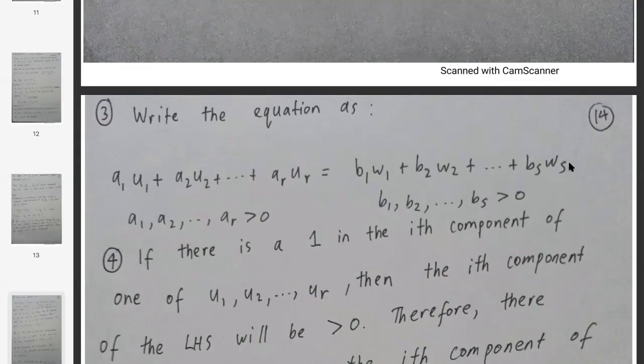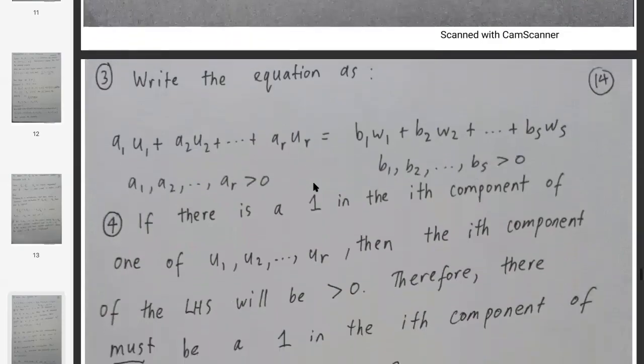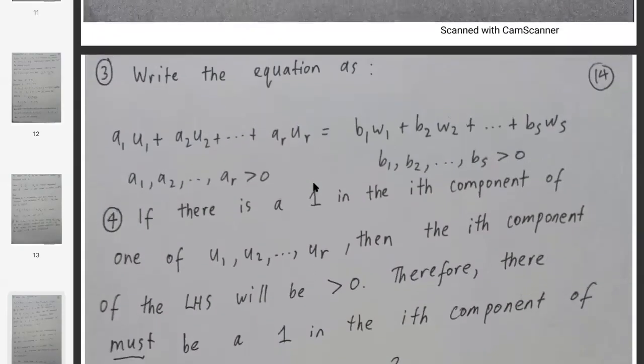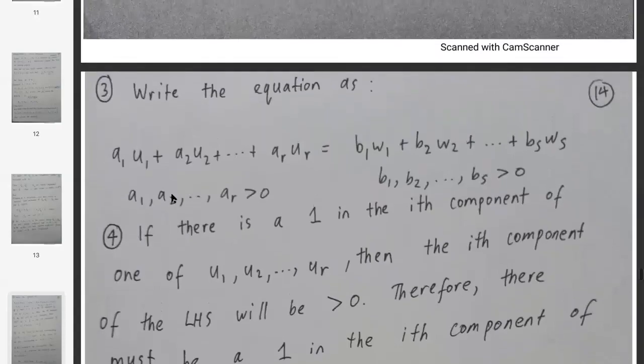So B1, B2, BS are also greater than 0. Okay. So we have this equation where U1, U2, UR correspond to some of the vectors in our original equation, and W1, W2, WS correspond to some other vectors in our equation. Okay. Now we want to show, we will claim and actually prove, that the union of the corresponding sets of the vectors on the LHS is equal to the union of the corresponding sets on the RHS.